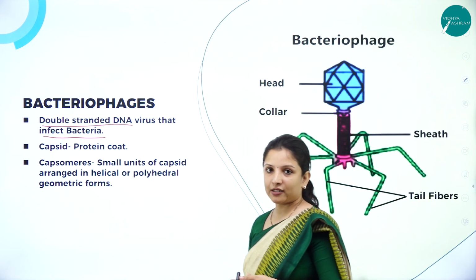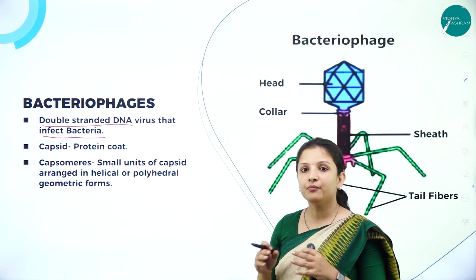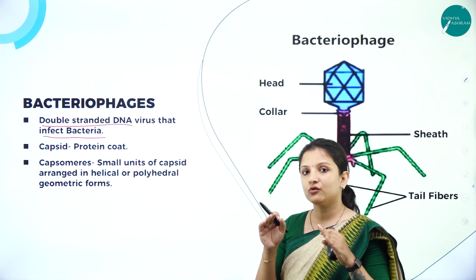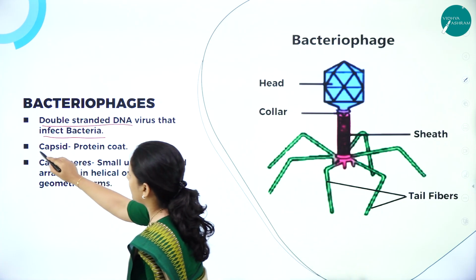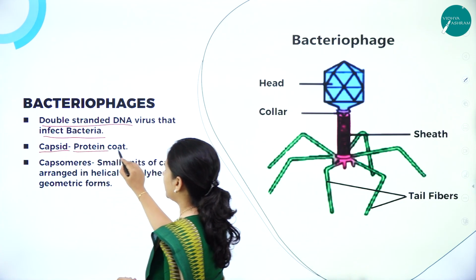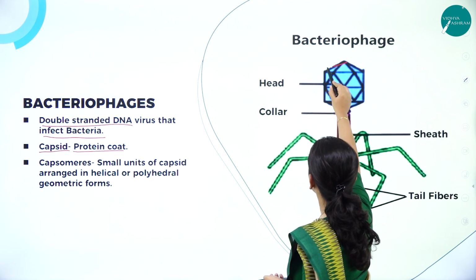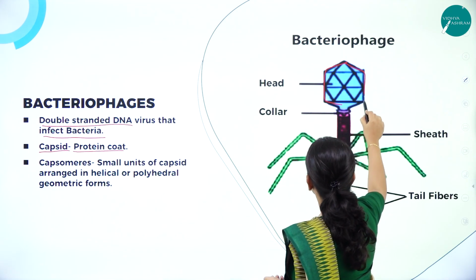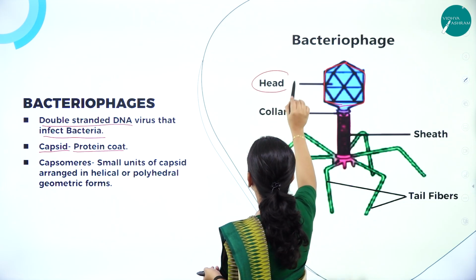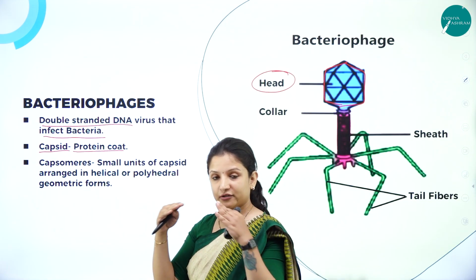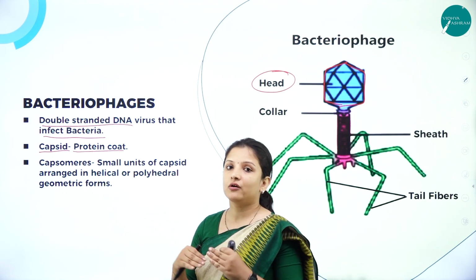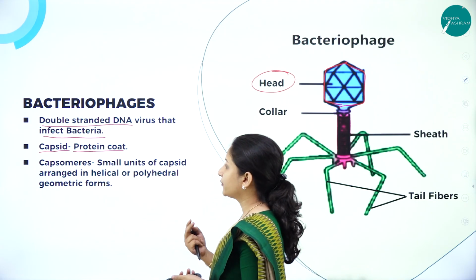And these bacteriophages are covered by a protein coat, and that protein coat is nothing but the capsid. So what is the capsid made up of? It is made up of protein. So this is the capsid. This entire thing, as you can see here, is the head of the virus. The covering is called a capsid and it is made up of proteins.